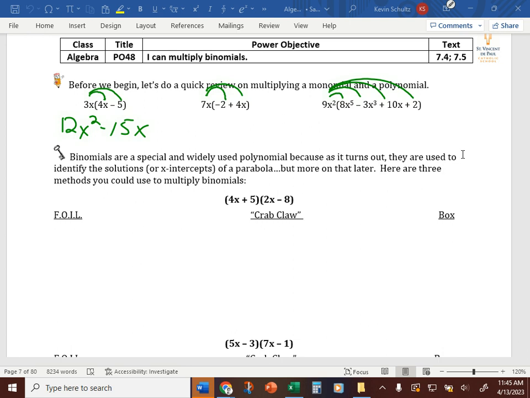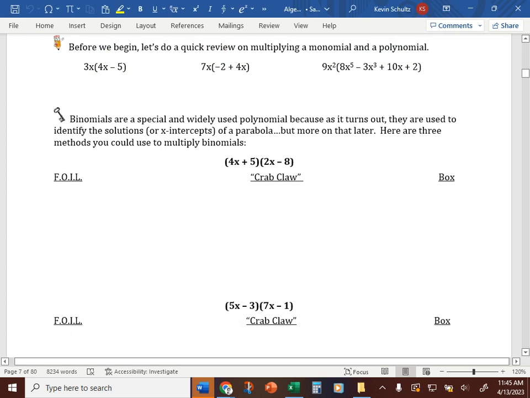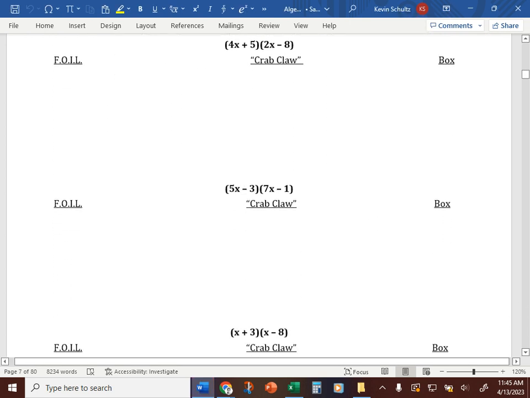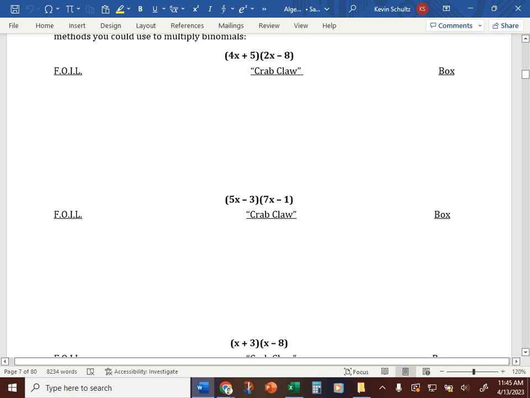Okay? So the three methods that we have, I'm going to show you all three of them. The first one is called FOIL. The second one is called crab claw. And the third one is the box method. Okay? And so FOIL is an acronym. It stands for, well, here, let me write this out first.